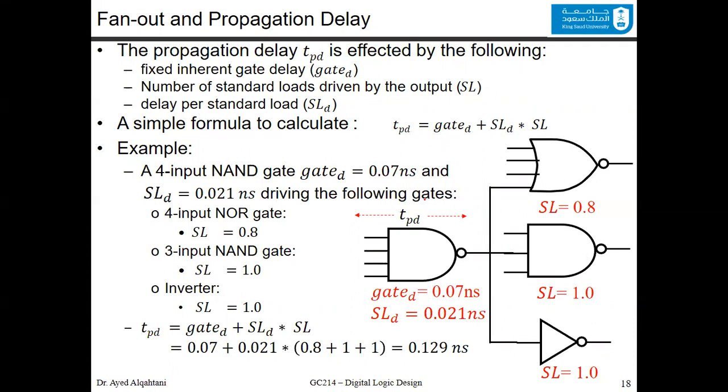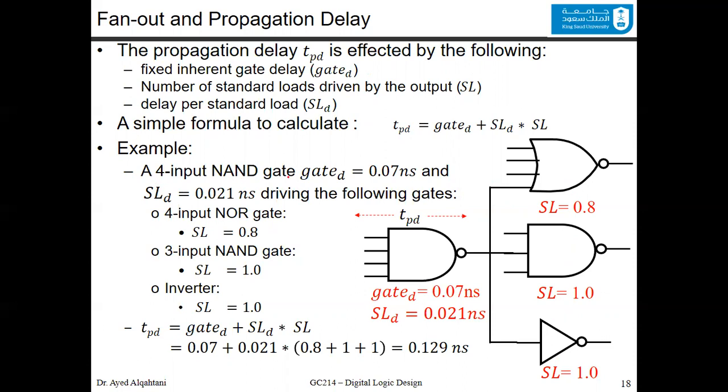To explain this, assume we have this gate, and we want to find the propagation delay for this 4-input NAND. Now we know that the inherent gate delay, gate D, is equal to 0.07 nanosecond. And the SLD, which is the standard load delay for the 4-input NAND, is 0.021 nanosecond. And it's connected to 3 different gates. The standard load here is 0.8, the standard load here is 1, and the standard load here is also 1.